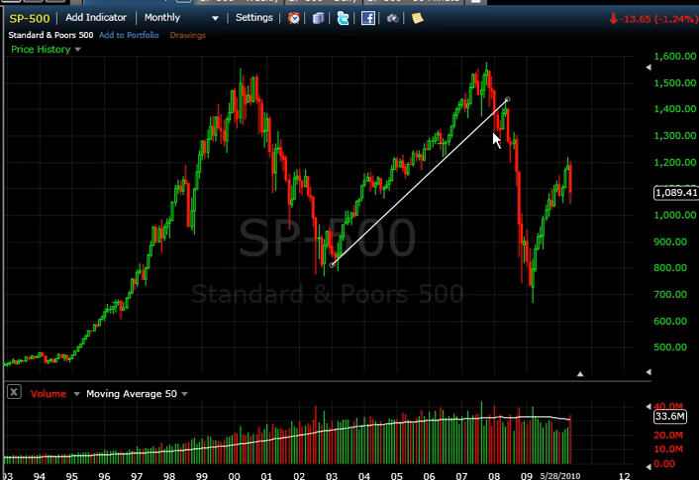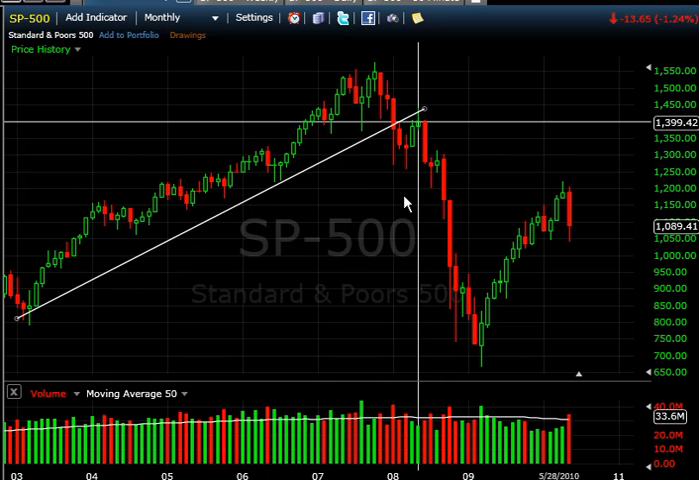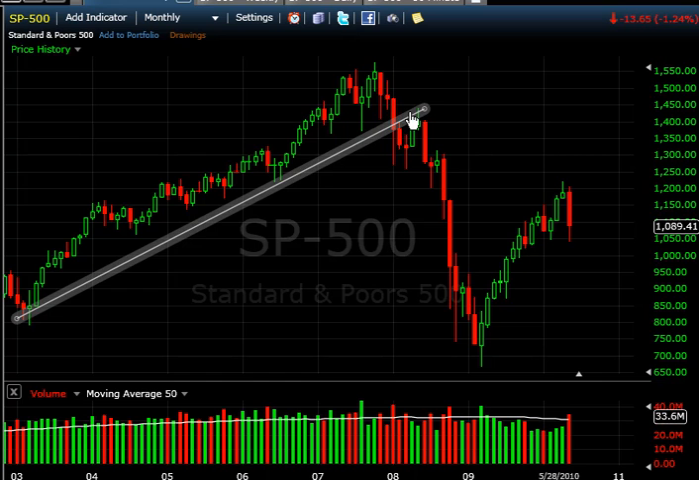So this is a breakdown in here. When the market goes below a basic up trend line, and especially when it goes below and then pulls back, as this market did, then it's definitely a very bearish signal.